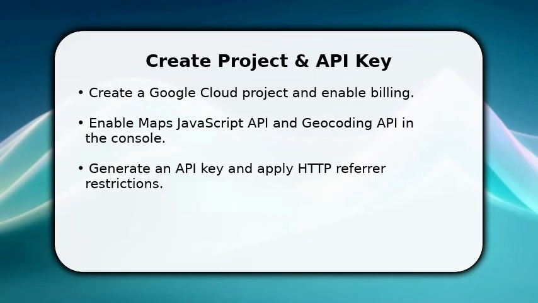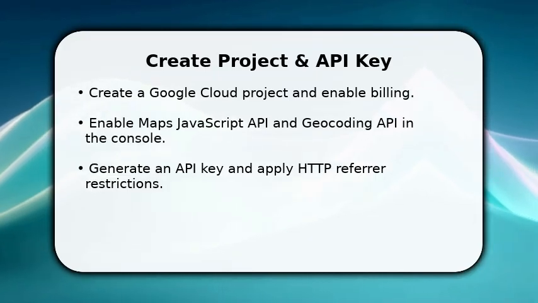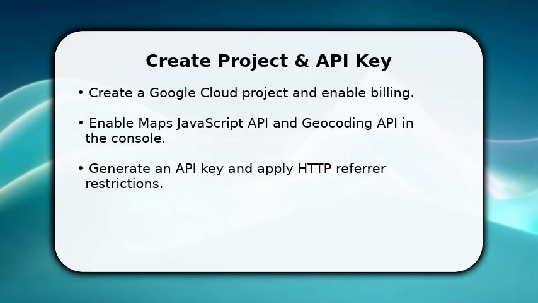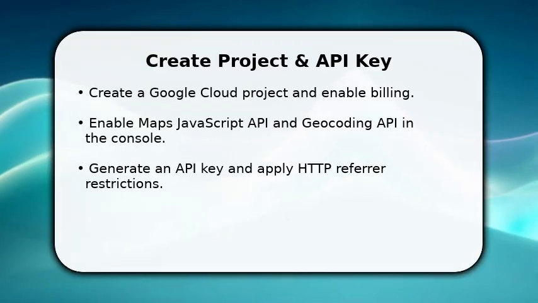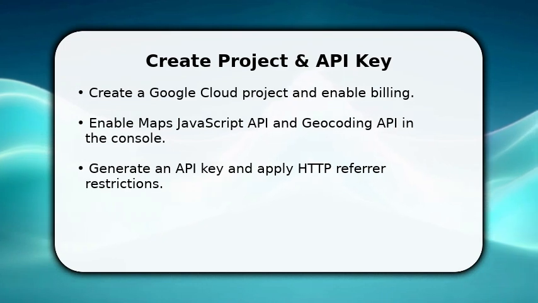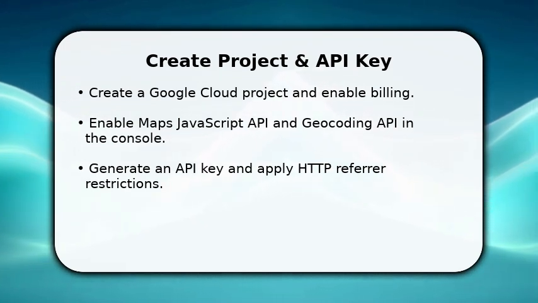Next, generate an API key in the Credentials panel. Make sure to restrict the key by adding your site domain as an HTTP referrer to prevent misuse. Save the key securely. You'll paste it into your site shortly. This gets you past setup into a reproducible, secure starting point.